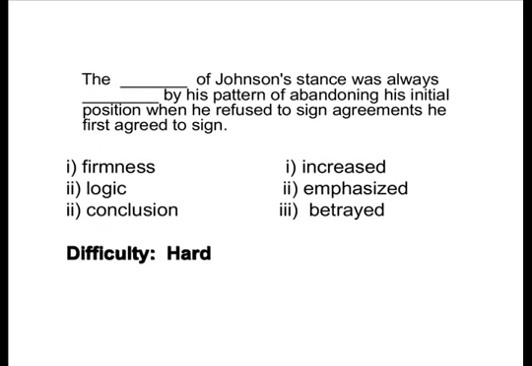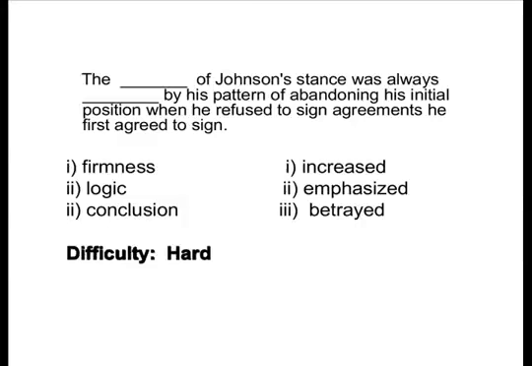Okay, let's look at another difficult example. Hit pause and make your selections. The blank of Johnson's stance was always blanked by his pattern of abandoning his initial position when he refused to sign agreements he first agreed to.